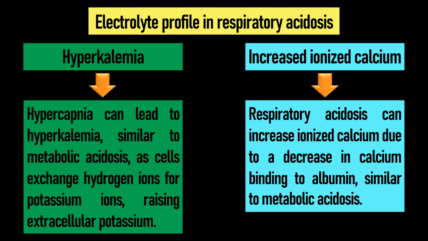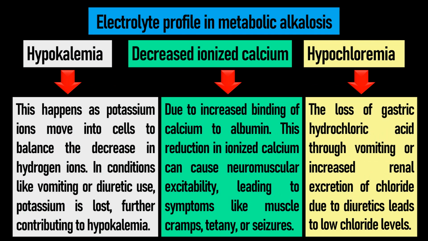Hypercapnia and the consequent increase in hydrogen ion concentration in blood can lead to hyperkalemia, similar to metabolic acidosis, as cells exchange hydrogen ions for potassium ions, raising extracellular potassium. Respiratory acidosis can also increase ionized calcium due to a decrease in calcium binding to albumin, similar to metabolic acidosis. And what happens in metabolic alkalosis?